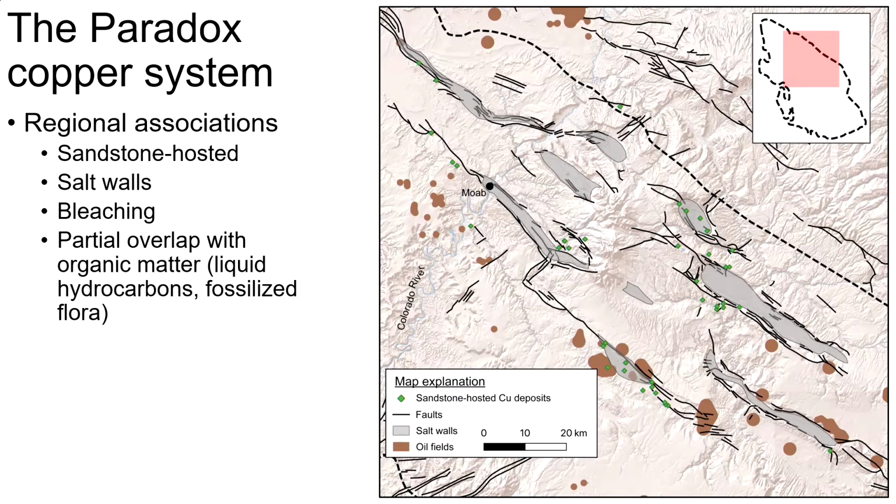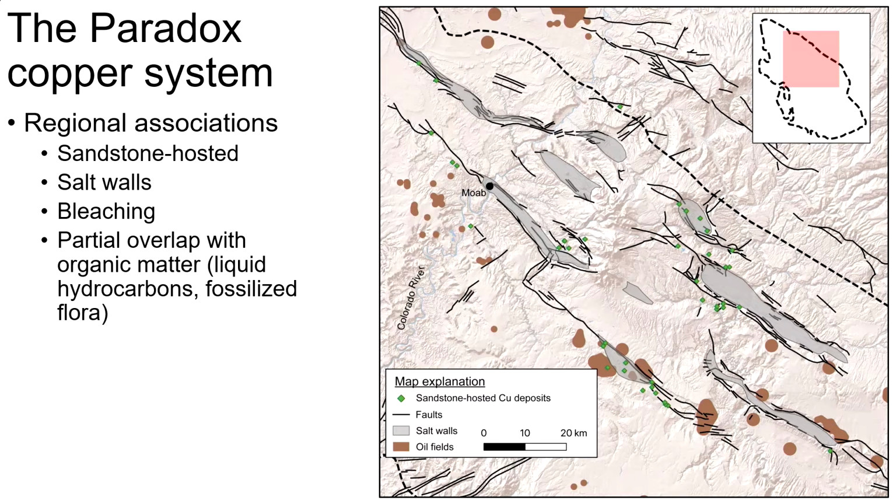So we're now done with the uranium system in the Paradox Basin region, and moving on to the Paradox Basin copper system, where we can start to look at things that are concentrating different kinds of metals, in this case copper, and in some cases silver.